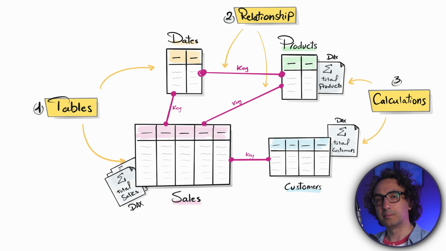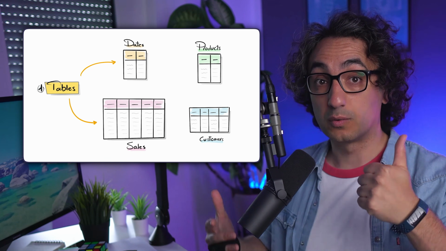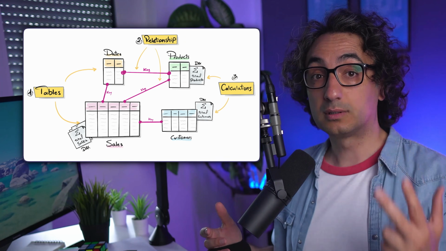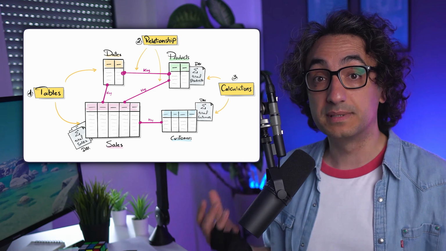So that means the model is not just one table or one object, it is three parts that work together: tables to store the data, relationships in order to connect those tables, and calculations in order to answer business questions. Alright, so this is data modeling.